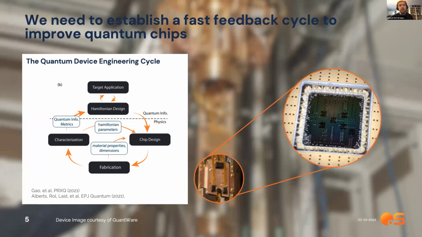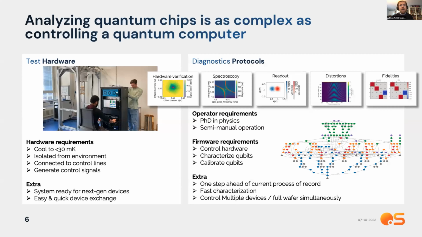So what we need is to establish a fast feedback cycle to improve these chips. And there's a few things why this is different than how testing in traditional semicon chips works. But it basically boils down to the fact that to test a quantum chip, you need to actually build a full quantum computer, consisting both of the test hardware, the full cryogenic systems, as well as all the calibration and tune-up protocols.